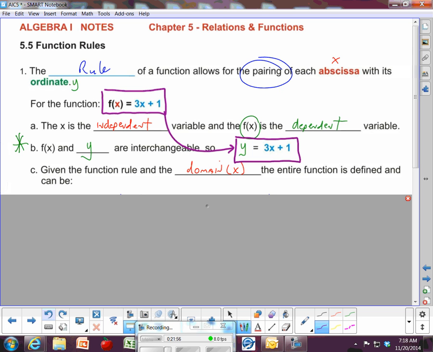And what does the rule allow us to do? Did you see that now? Didn't the rule allow us to pair abscissas with ordinates? And once we know the rule, we can pair any abscissa with any ordinate.